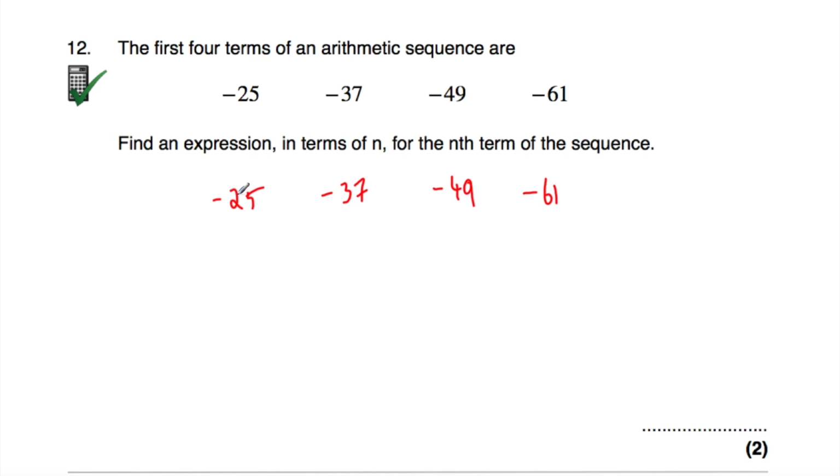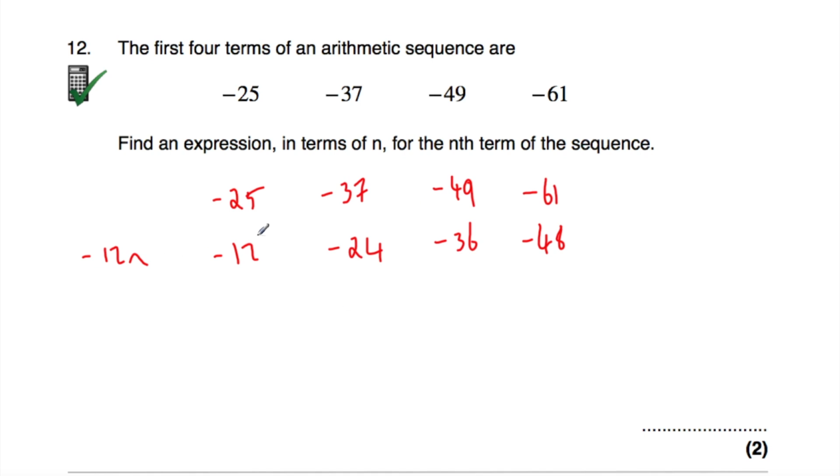You can take negative 25 and take away 12. You'll get to negative 37. Take away another 12. You get to negative 49 and so on. So let's write down the numbers in the negative 12 times table. So negative 12, negative 24, negative 36, and negative 48. And that would be negative 12n.